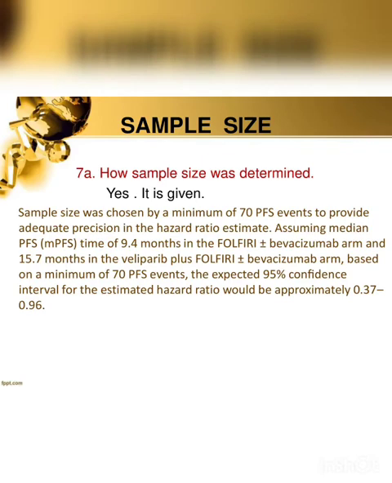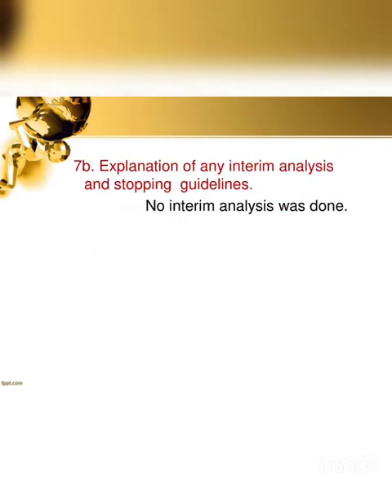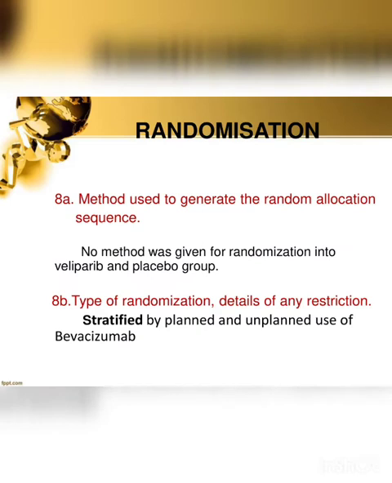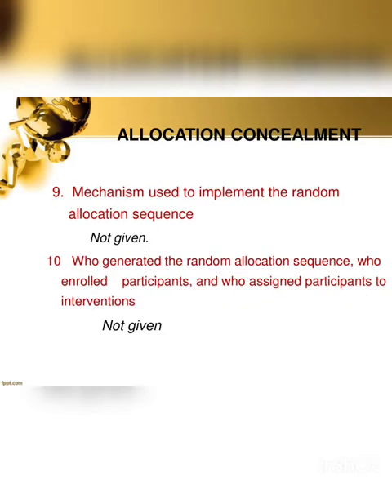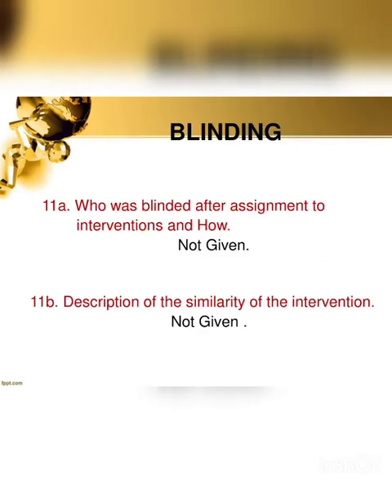Coming to sample size estimation, yes, it was given in the study how the sample size was calculated for the study, and any interim analysis was explained. No interim analysis was done for the study. Coming to randomization, no method was given how the randomization was done. Allocation concealment part also not mentioned in the journal. Blinding, coming to blinding, it was not mentioned in the study.